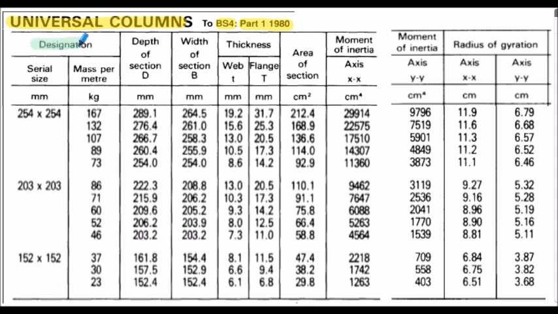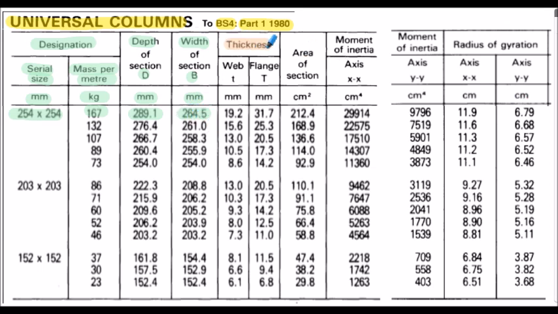We have designation, which relates to the serial size of our universal column. So considering the first section here, it's a 254 by 254 millimeter section. We have the mass per meter in kilograms shown here, 167 kilograms per meter in this particular case. Notice that the serial size relates to the B and D dimensions. It's very generic there. The actual depth D in millimeters and the width B millimeters are stated in these columns.